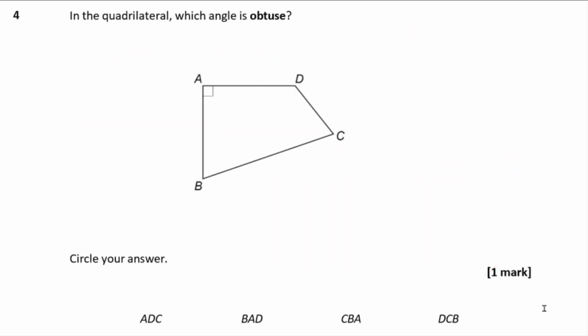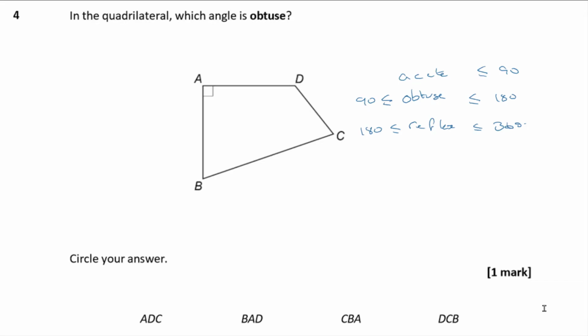Question 4. In the quadrilateral, which angle is obtuse? Well, acute is less than 90, isn't it? Obtuse is between a right angle and a straight line, so it's between 90 and 180. And then between 180 and 360 is going to be your reflex angle.